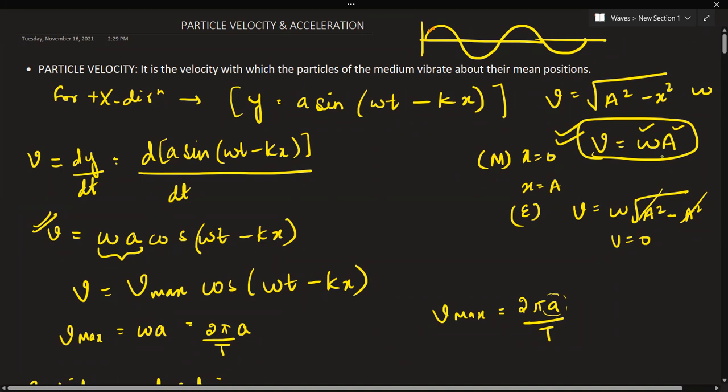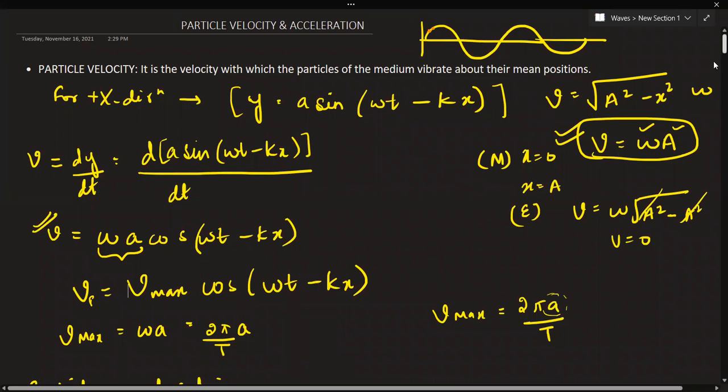One more thing, in oscillation that we'll discuss also, velocity is given by this relation: V is equal to omega a. This is the maximum velocity, and we'll see how it comes from the mean position and extreme position. Omega a is the maximum velocity and minimum velocity is 0. But for now, remember, the particle velocity can be written as V max cos(omega t minus kx).